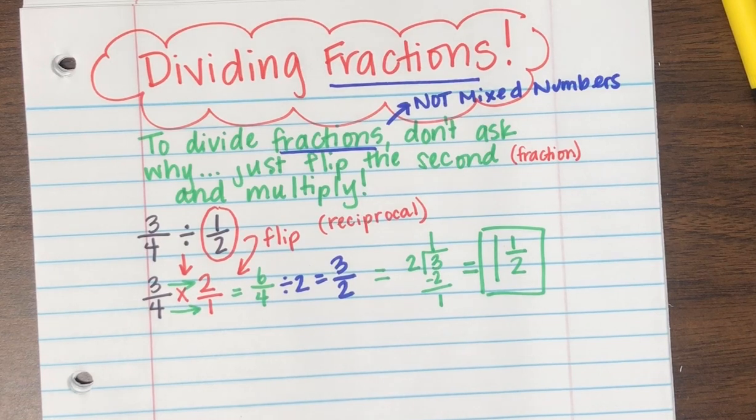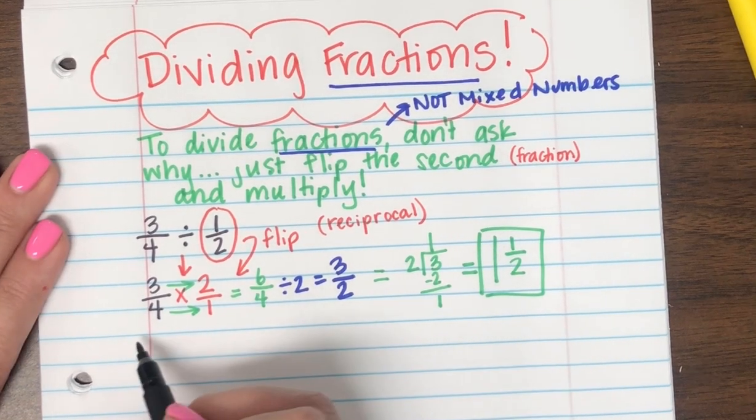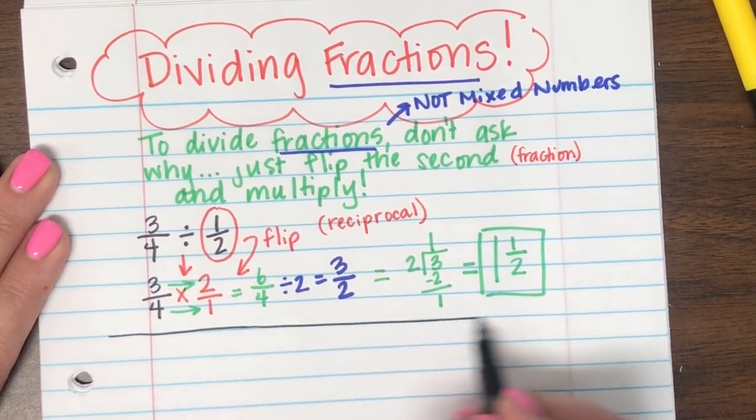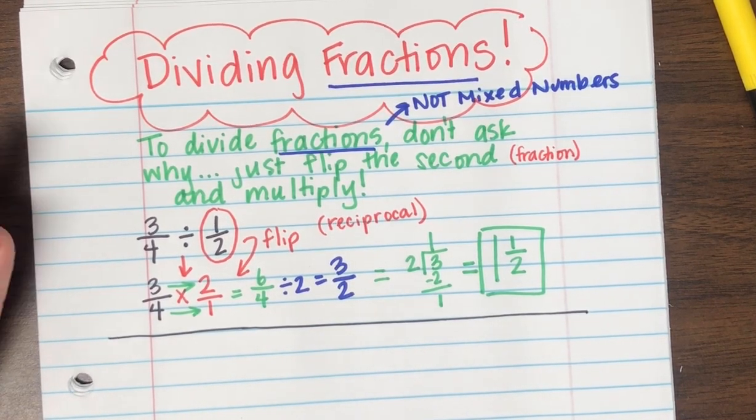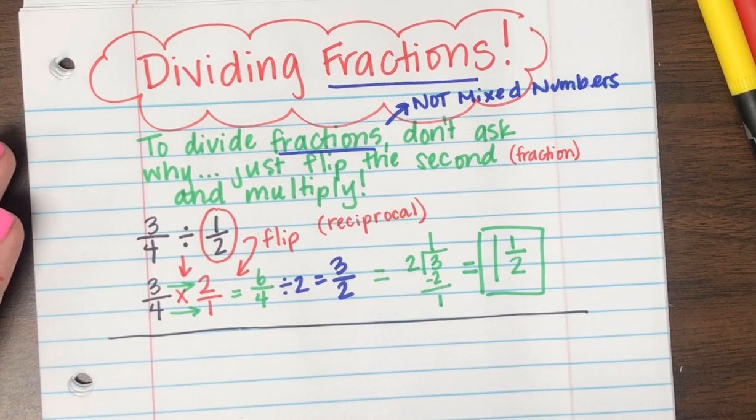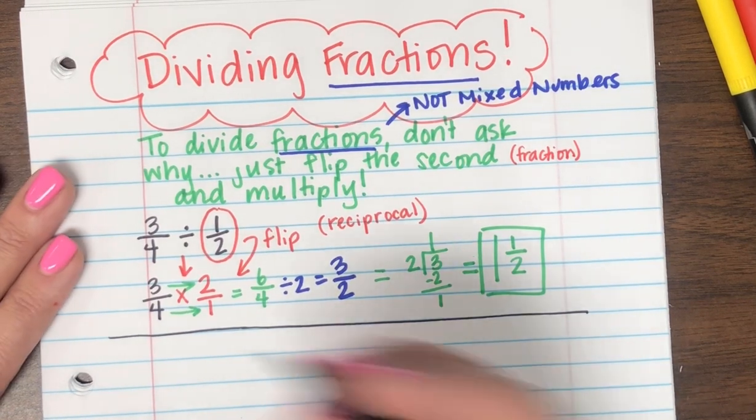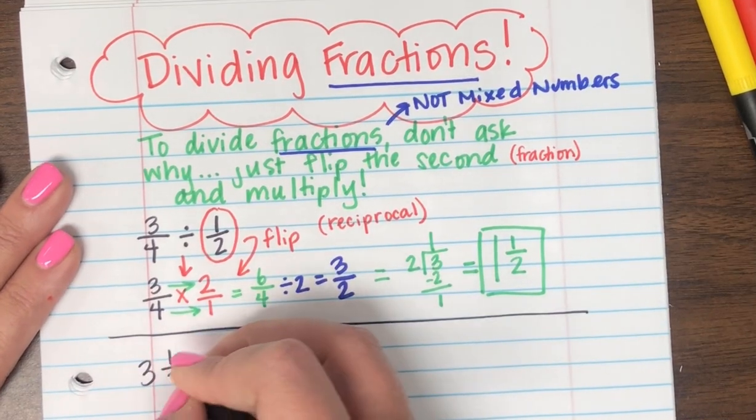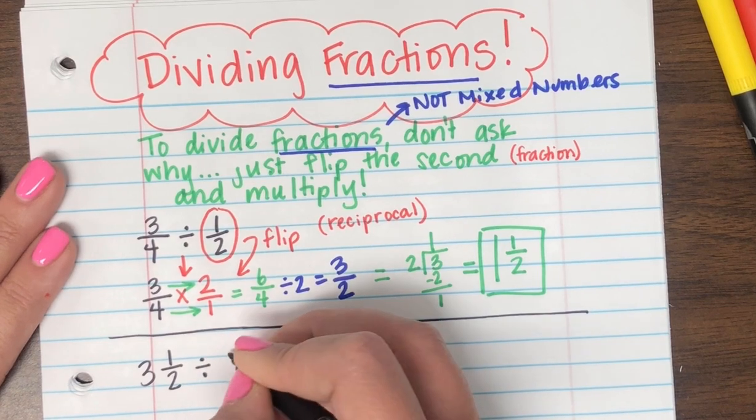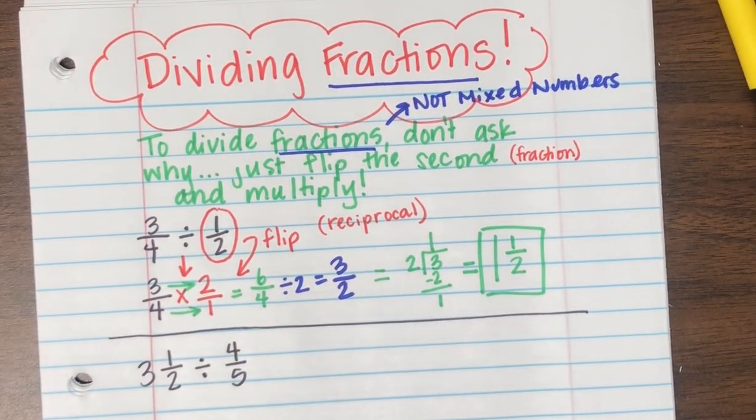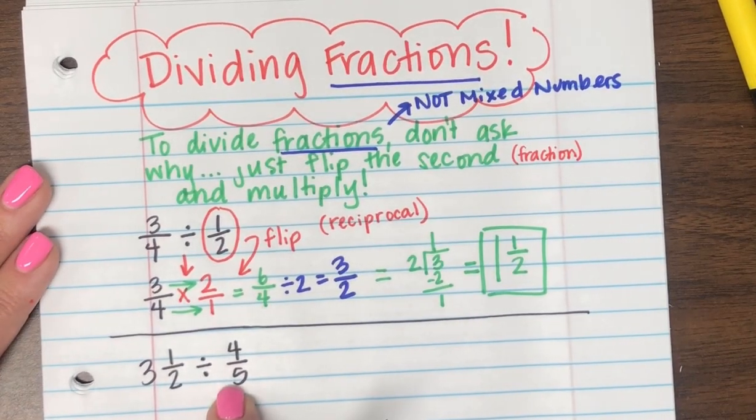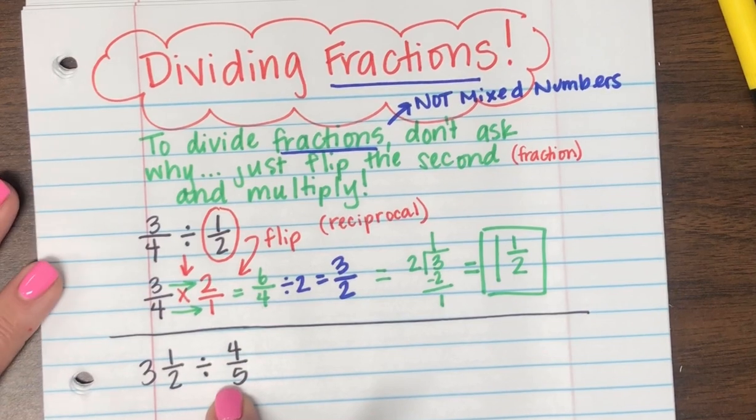And we're going to see a lot of pictures maybe to see what this actually looks like, but right now we're working with just the algorithm, okay? All right, so the next question we're going to do is 3 1/2 divided by 4/5. 3 1/2 divided by 4/5. Yesterday we did 3 1/2 times 4/5. Today we're going to do 3 1/2 divided by 4/5.